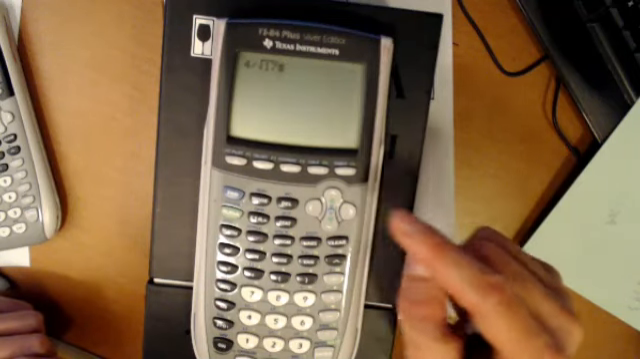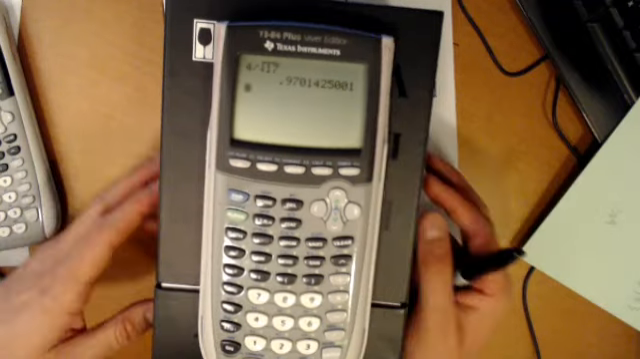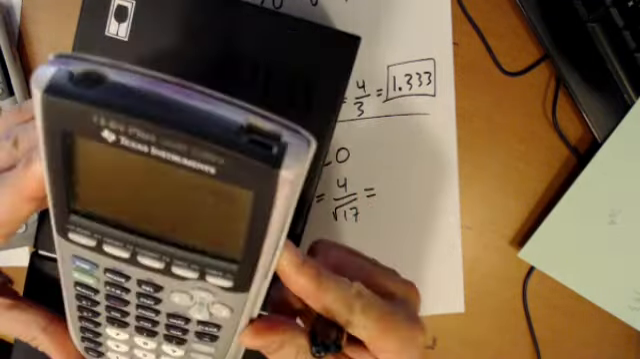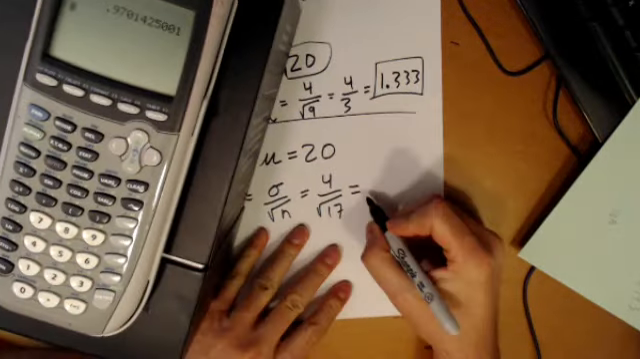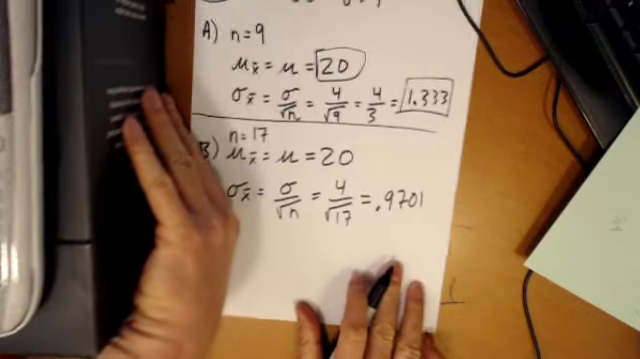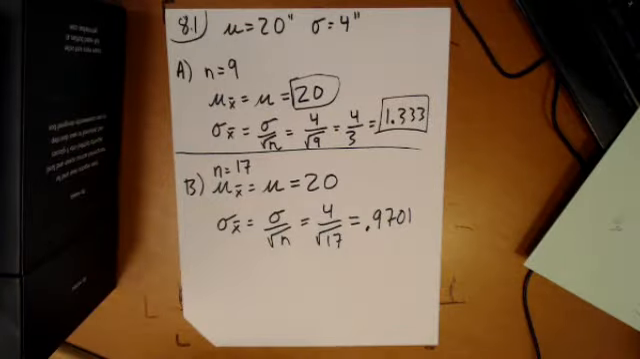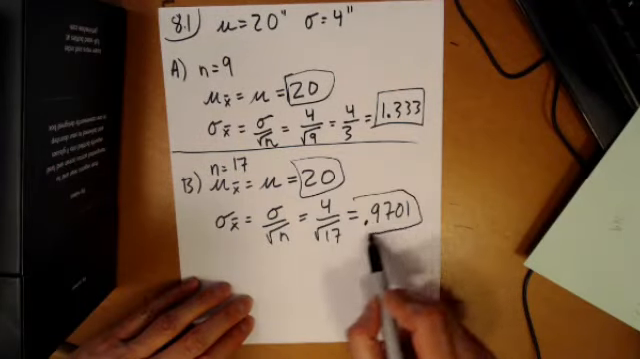Let me scroll over to get out of there, hit enter, and I get about 0.97014, so I'll just call it 0.97. I'll just call it 0.9701. Okay. Hope that made sense.